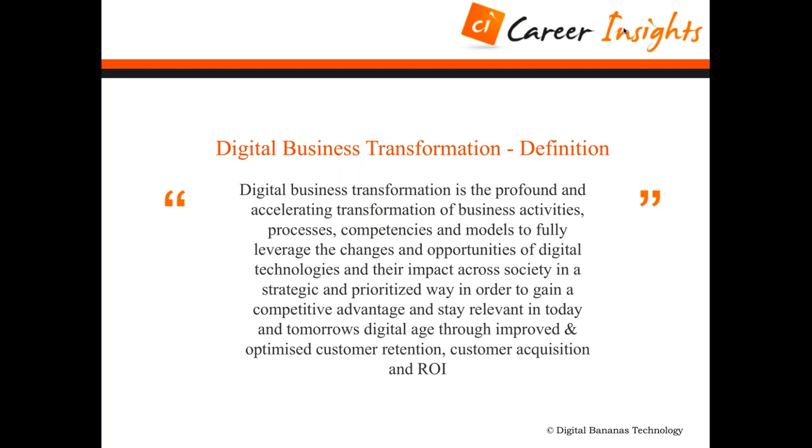That is leveraging the changes and opportunities of digital technologies and their impacts across society in a strategic and prioritized way in order to gain a competitive advantage and stay relevant in today and tomorrow's digital age through improved, optimized customer retention, customer acquisition, and return on investment.